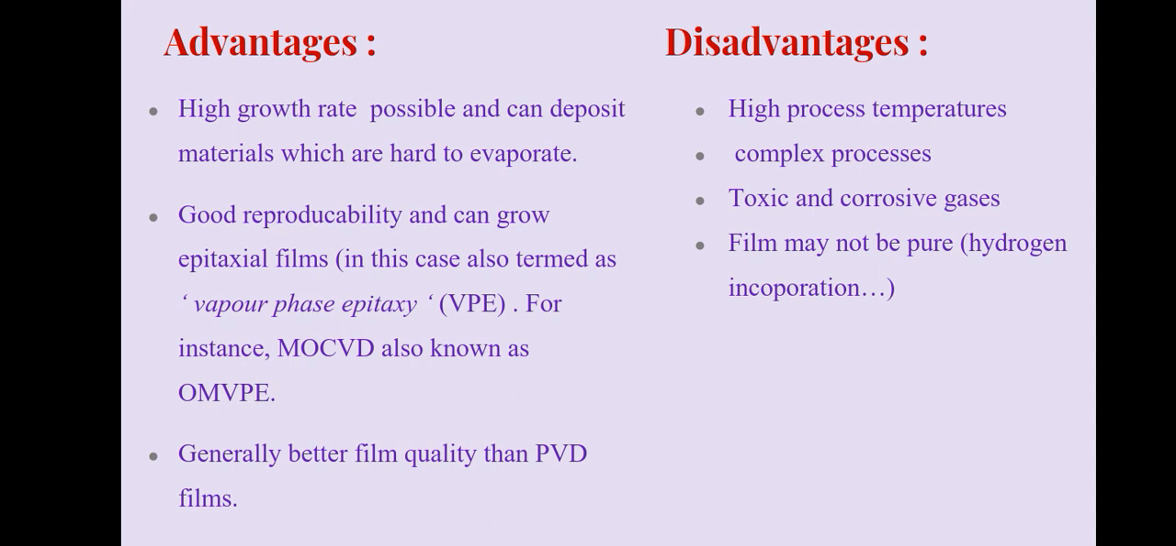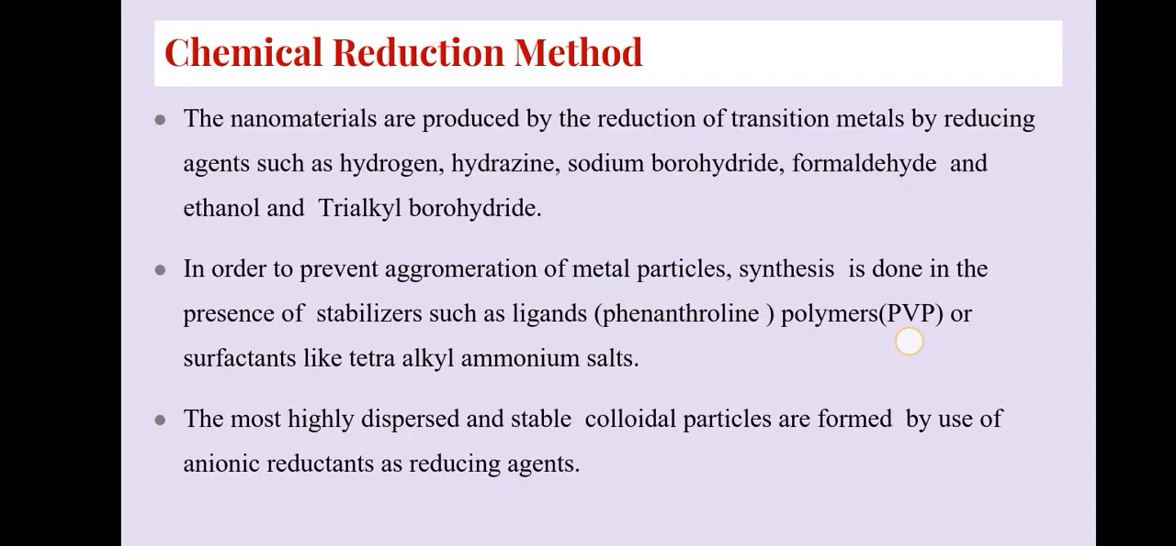It is actually a complex process. Toxic and corrosive gases are being used, and films sometimes may not be pure because of hydrogen incorporation. These are some advantages and disadvantages of chemical vapor deposition.